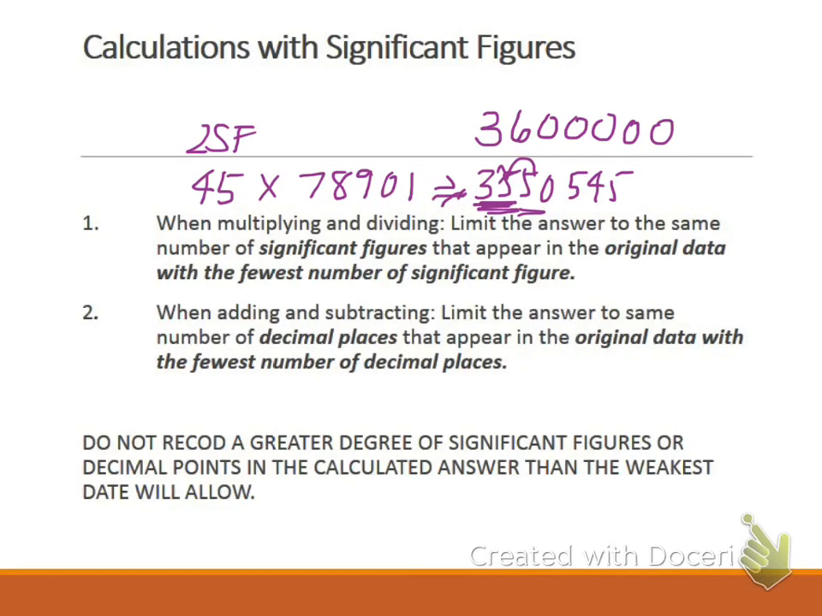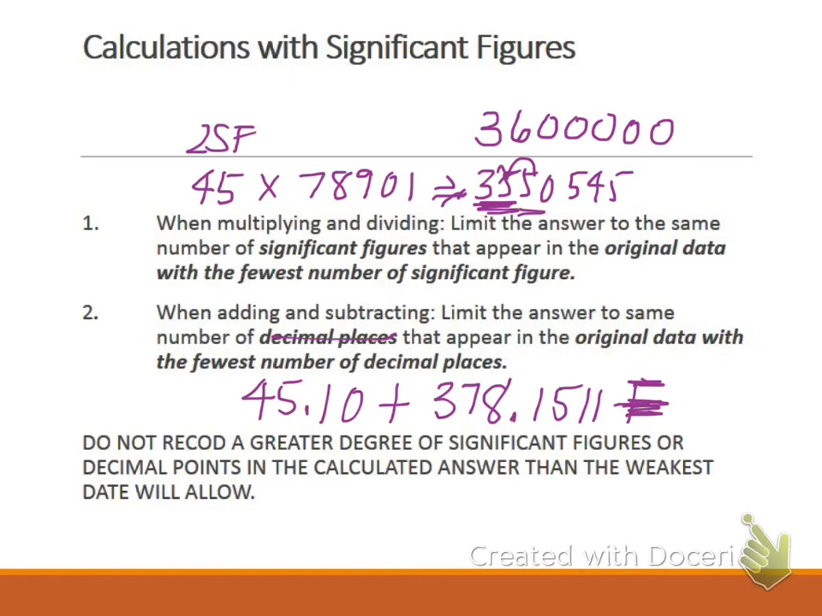Okay? When you are adding and subtracting, you don't care about the significant figures, you care about decimal places. So you will match your answer to the number of decimal places. Okay? So let's say I'm adding up 45.10 plus 378.1511. I'm making up numbers as I go. Let's equal that.